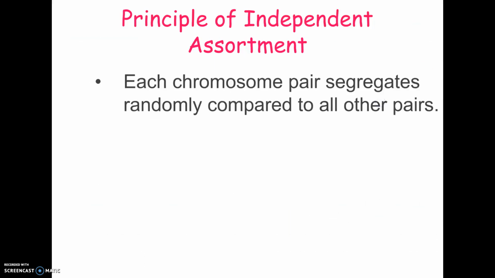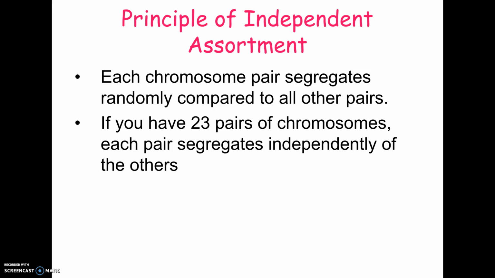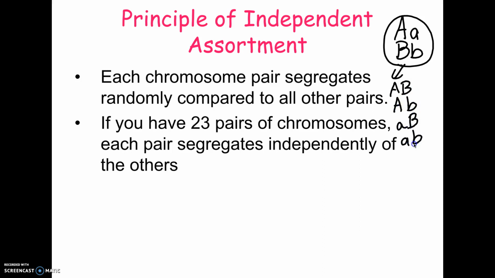His third principle we already talked about in the previous chapter, and we're going to talk more about this one tomorrow. The principle of independent assortment basically says not only do the chromosomes separate, but when they separate, each pair separates randomly compared to every other pair. So it's completely random if you're carrying big A, little a and big B, little b on 2 sets of chromosomes. You could give big A and big B, but you could also give big A with little b, or little a with big B, or little a with little b. In other words, it's completely random which copy of A you give and which copy of B you give.